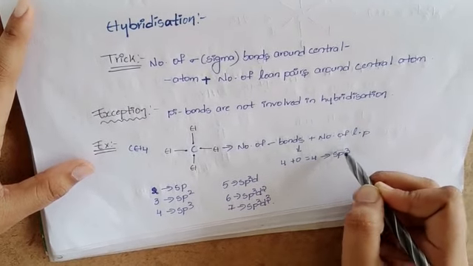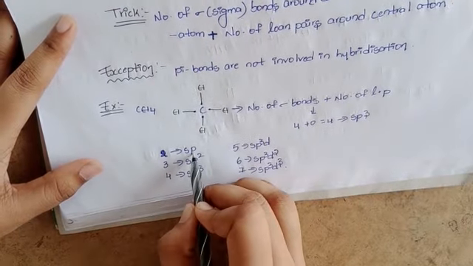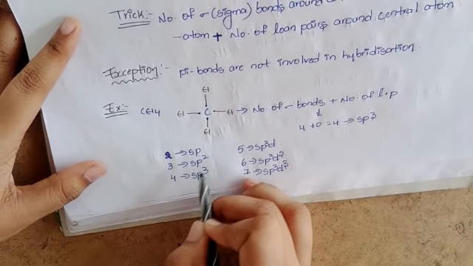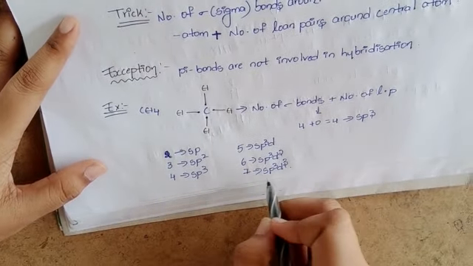4 means sp3. Also remember, if the total number is 2, it is sp; 3 means sp2, 4 sp3, 5 sp3d, 6 sp3d2, 7 sp3d3. Okay, we will go to another example.